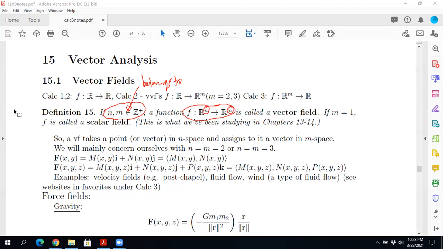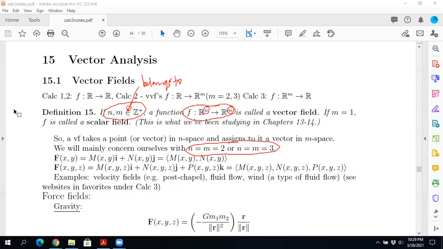If these numbers are not the same, that's okay. We'll still call this a vector field, but for our purposes, most of the time, we're going to have n and m be 2 or 3. So that means we're going to have ordered pair inputs and ordered pair outputs, or ordered triple inputs and ordered triple outputs. And by the way, this is really just a generalization of what we've been doing all along. We're just amping up the generalization.